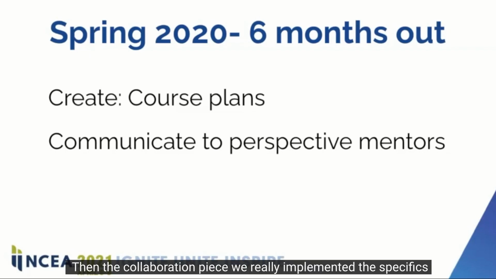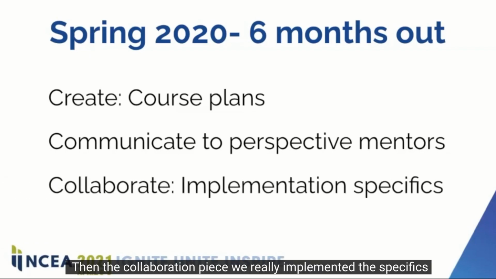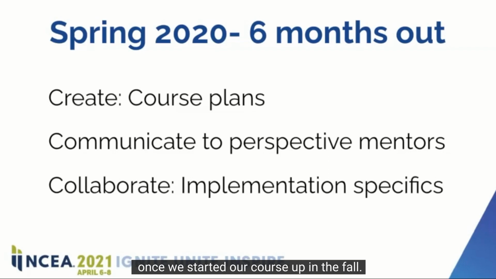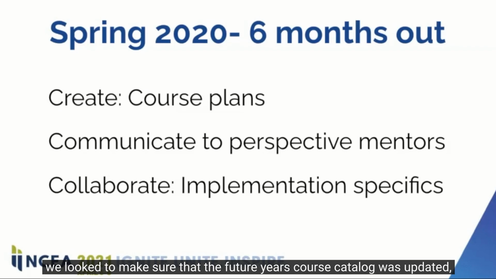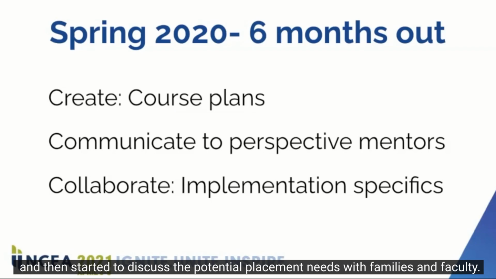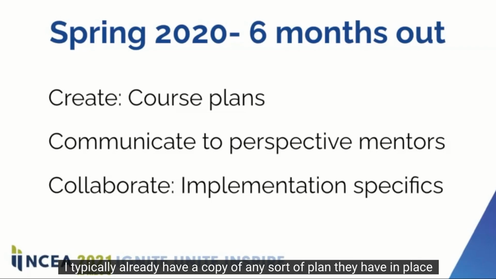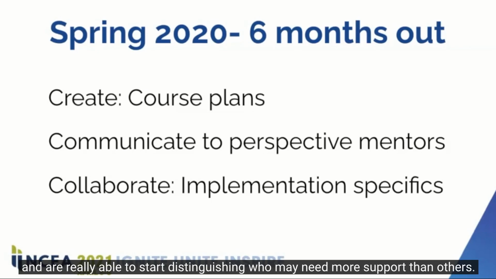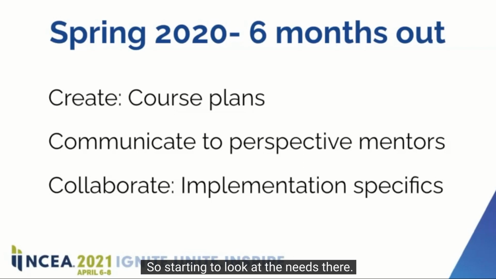And then the collaboration piece, we really implemented the specifics of our orientation and pieces that were going to be used once we started our course up in the fall. So I put the orientation dates on the school calendar. We looked to make sure that the future year's course catalog was updated, and then started to discuss the potential placement needs with families and faculty. So going back to those prospective students that I knew were coming into the fall, I typically already have a copy of any sort of plan they have in place and am really able to start distinguishing who may need more support than others. So starting to look at the needs there.